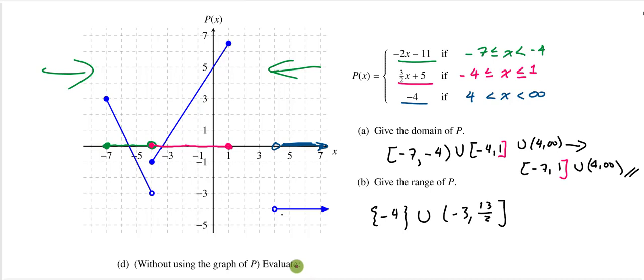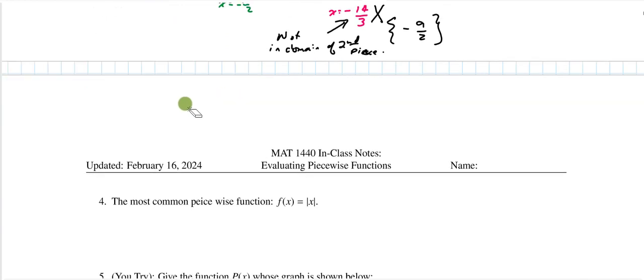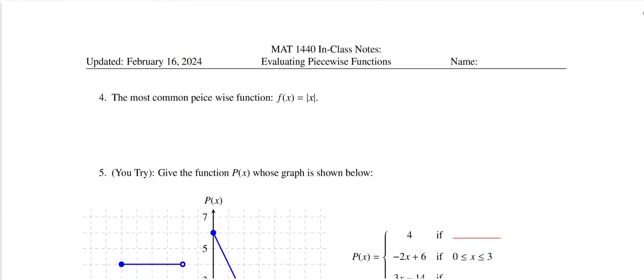Okay, that covers the domain and range of these piecewise graphs. The last thing I want to do is mention that you have seen lots of piecewise functions before. And the most famous piecewise function is the absolute value function. And sometimes it's easy to forget that the absolute value function is actually a piecewise function.